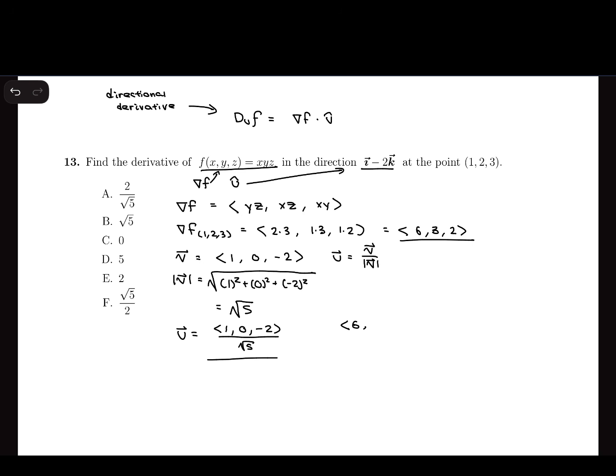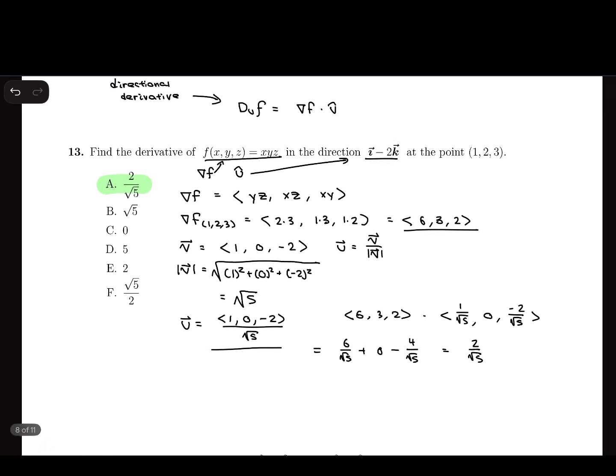It'll be 6, 3, 2 times 1 over square root of 5, 0, and negative 2 over square root of 5. So when we dot these, you get 6 over square root of 5 plus 3 times 0 is just 0, so you get 0 minus 4 over square root of 5. So in this case, you just get 2 over square root of 5. In that case, 2 over square root of 5 is our answer choice A. And that was question number 13.